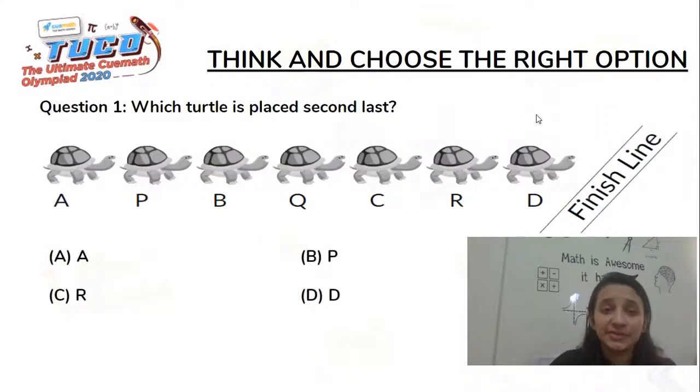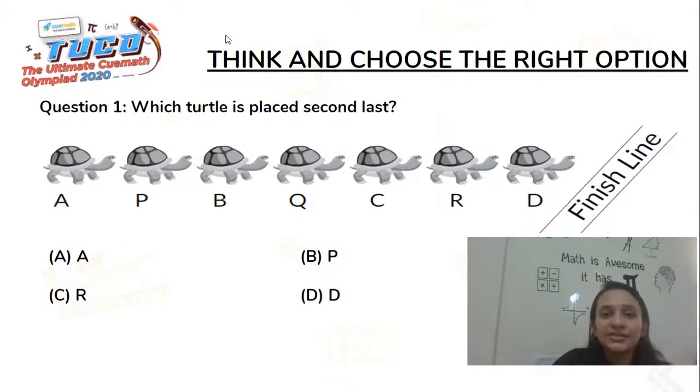We see some turtles here. It says which turtle is placed the second last. Now, you see a figure, it doesn't really tell you which is the first, which is the last. So what does the student need to know? They need to know the turtle which is closest to the finish line is the one who is coming first. And the one who is the farthest from the finish line is the one who is coming last.